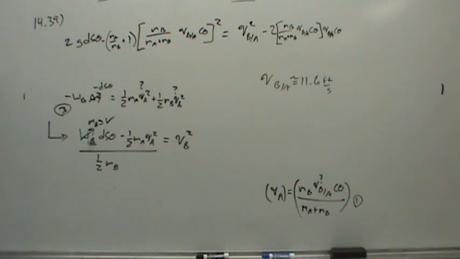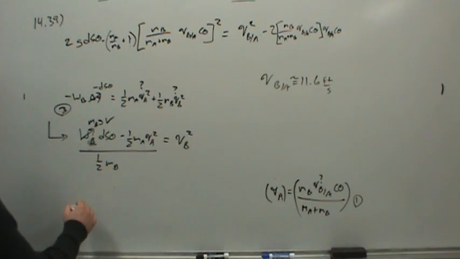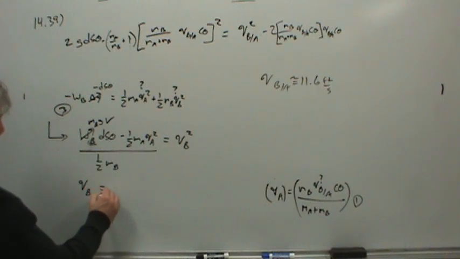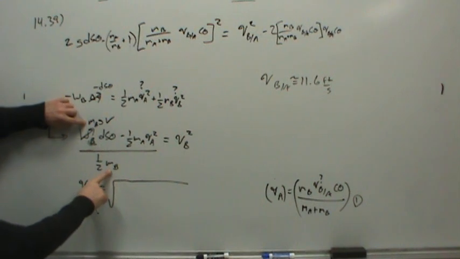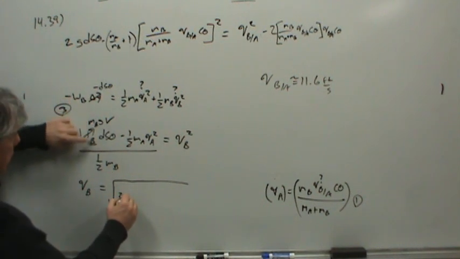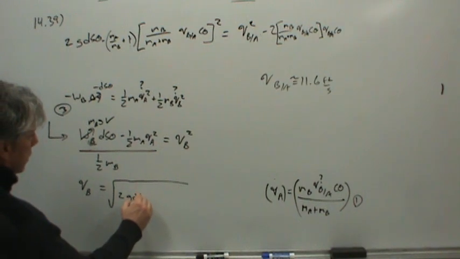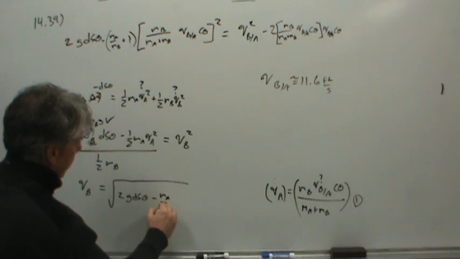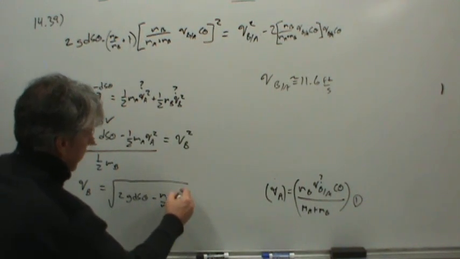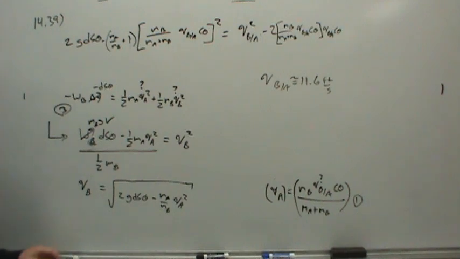Could we also get the velocity of B? Sure. Yes. We have an expression for it right here. We just need to take the square root of this side. Now let me rewrite this one more time. VB would be the square root of all of this. But remember, I simplified it by taking these two and canceling, and wrote 2 g d sine theta minus, the halves cancel, MA over MB VA squared. Now that I've got VA in the spreadsheet, I can calculate with it.